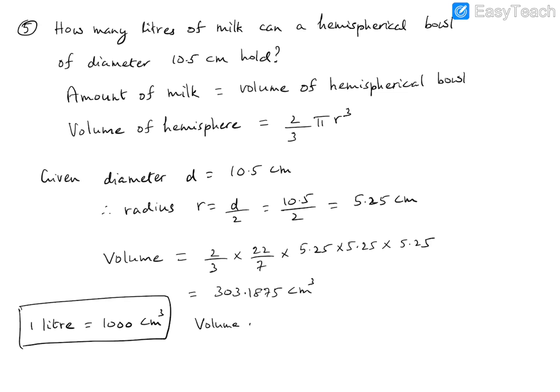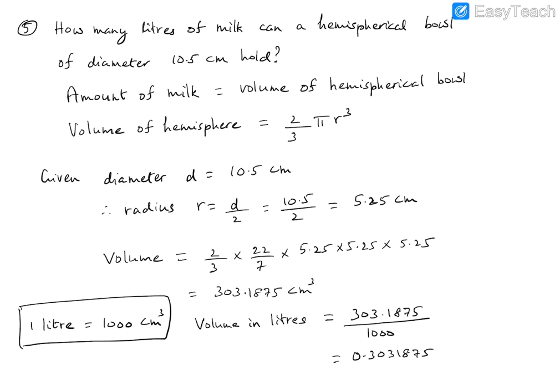So the volume in liters is going to be the volume in centimeter cube divided by 1000. So it will be 303.1875 divided by 1000. Because we are dividing by 1000, there are 3 zeros, so we can move the decimal point 3 places to the left. So we will get 0.3031875.